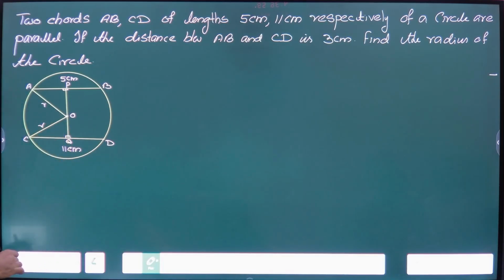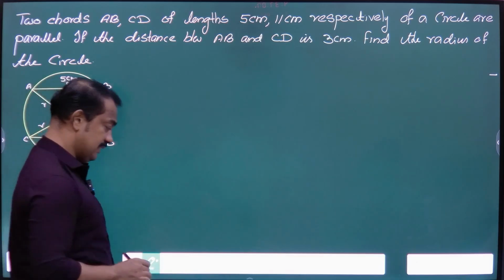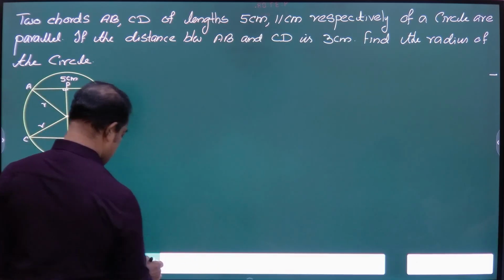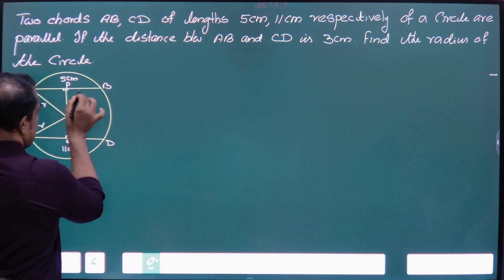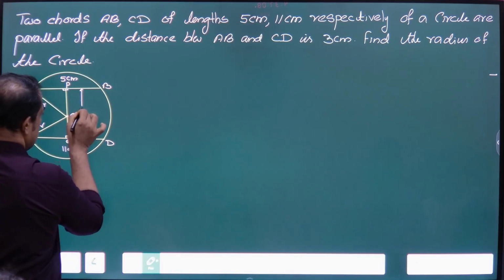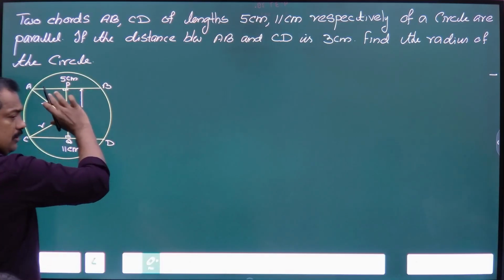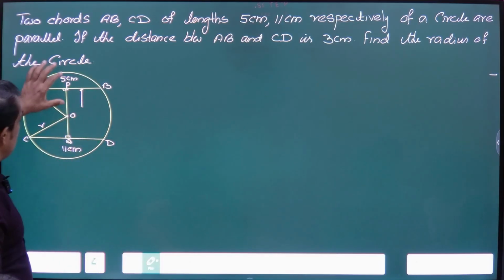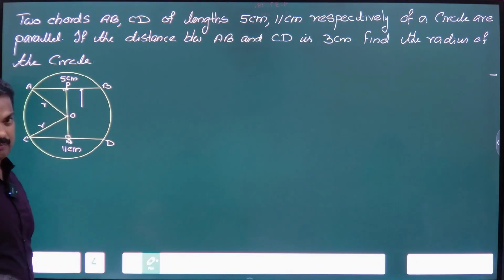But in this question, the distance between the two chords is given. What is the distance between the two chords? 3 centimeter.